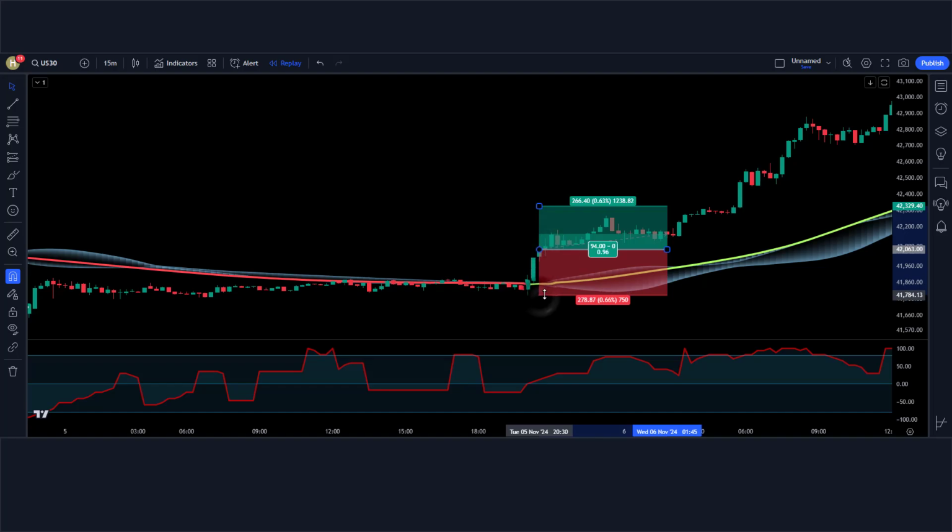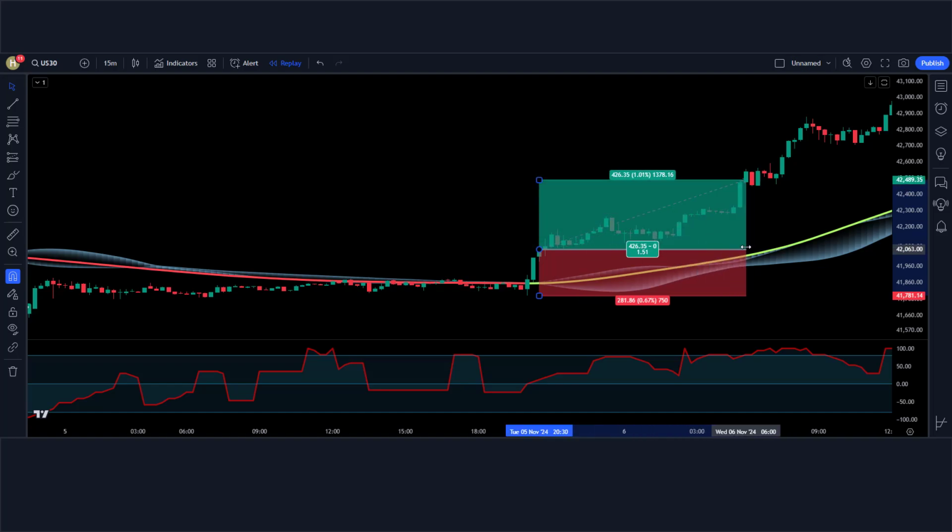Our stop loss will be placed at the previous low of the market. And the risk to reward ratio will be 1:1.5. The market has completely hit the target.